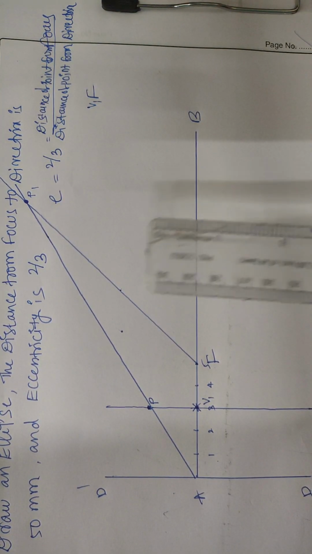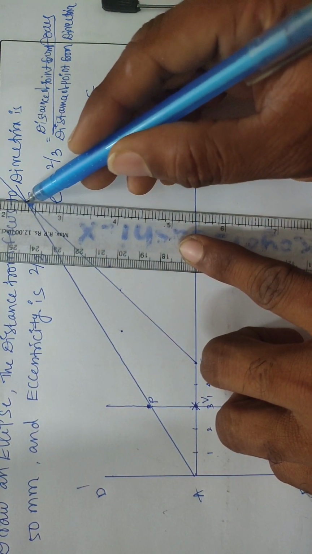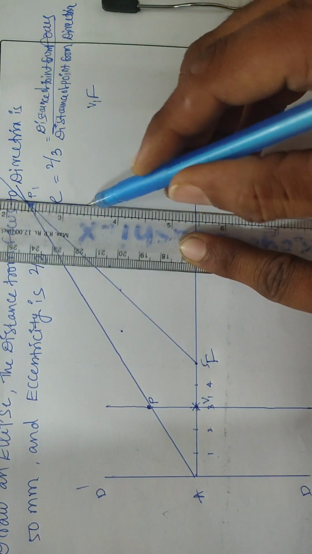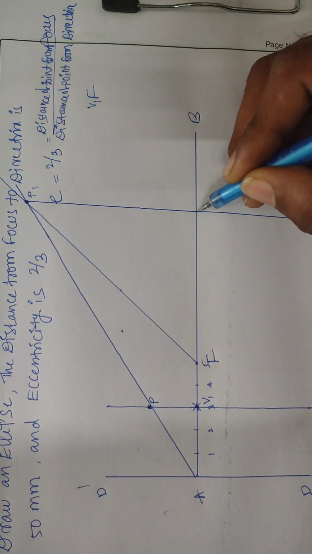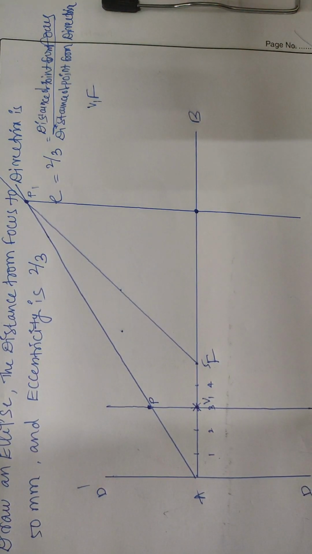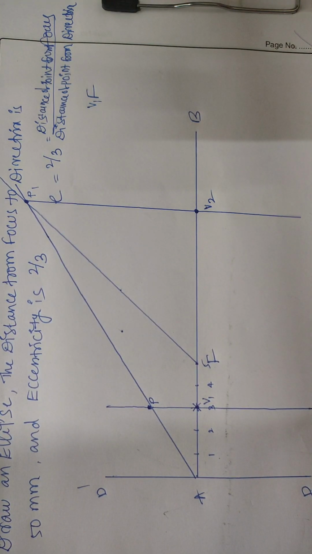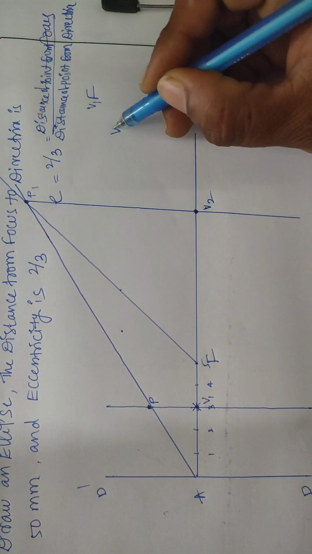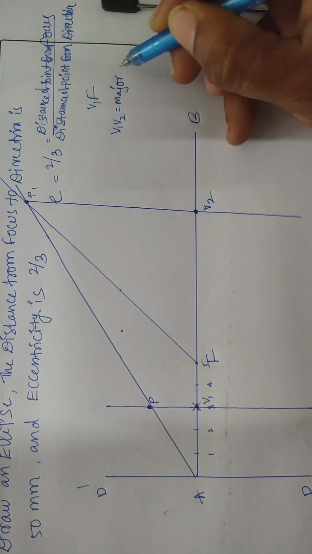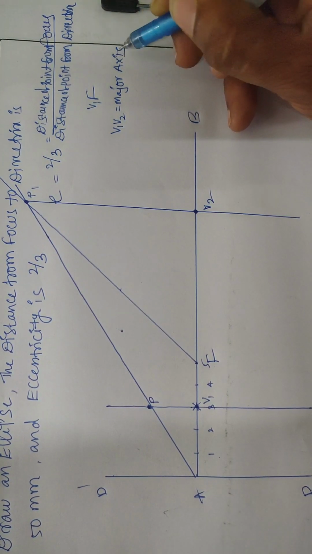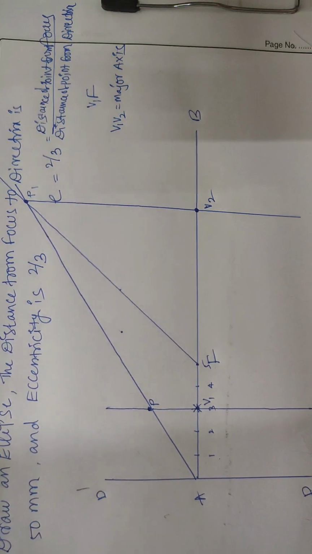Next, from P1 draw a straight vertical line towards the principal axis, like this, and on line AB you will get another intersecting point. Take it as V2. Now we have V1, V2. V1, V2 is going to be your major axis, and AB is the principal axis.